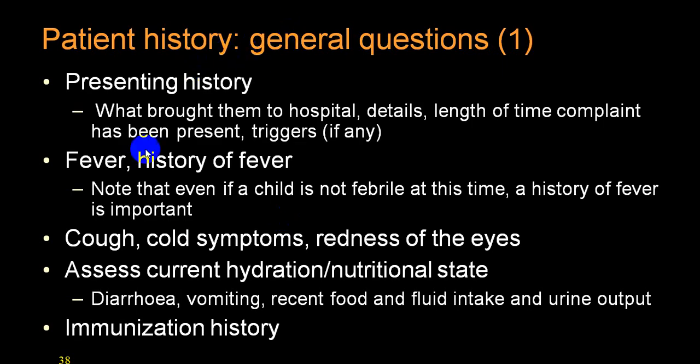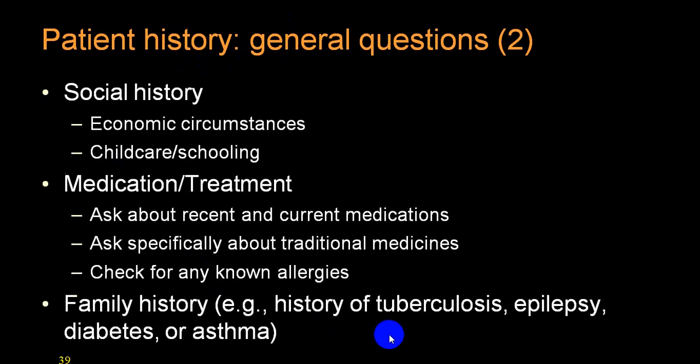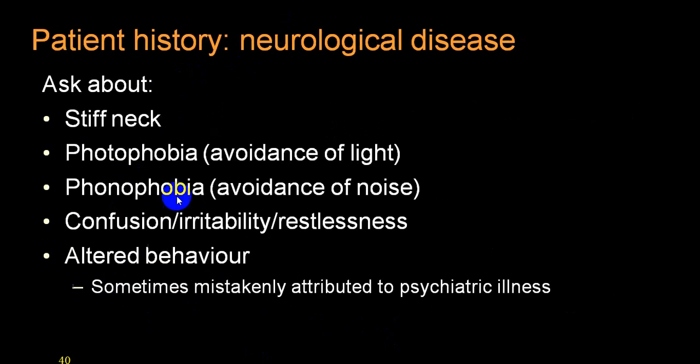Then present history, past history, all those are important. A good social history, history of drugs, family history of diabetes, tuberculosis, epilepsy, asthma, etc. is also useful. Then also photophobia, phonophobia, confusion, irritability, restlessness, neck rigidity, all this you can identify, and even a person will give you in a history.